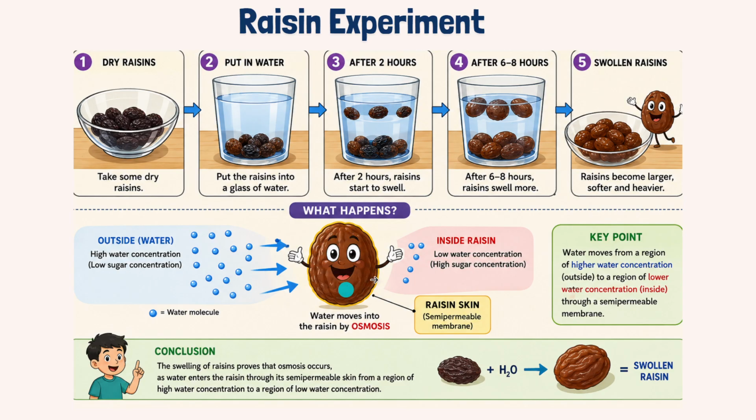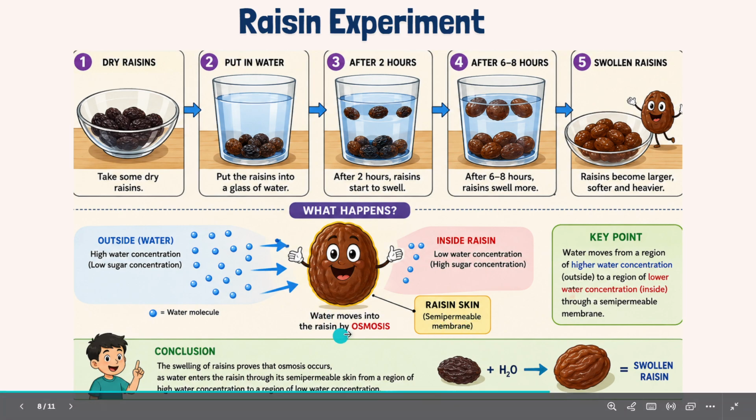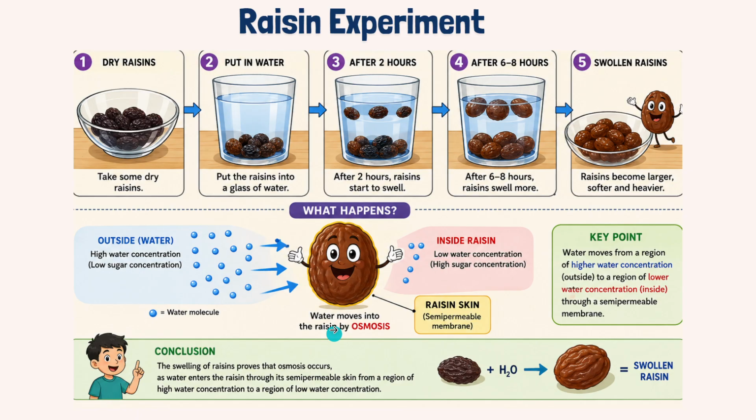Because inside the raisin, there is high sugar concentration, but water is low. And outside, there was more water, but the sugar concentration was low. So what happened? Water moved from low solute concentration to higher solute concentration because of osmosis. And yes, the skin of the raisin behaved as a semi-permeable medium, and because of this, the raisin swelled. So we saw an example of how osmosis works in our daily life, through the raisin experiment.